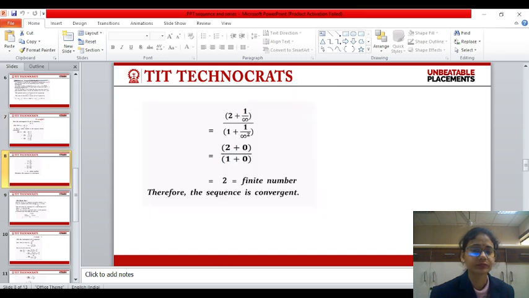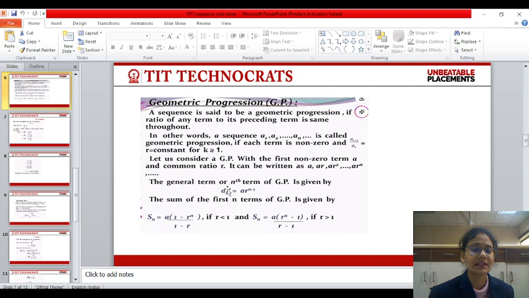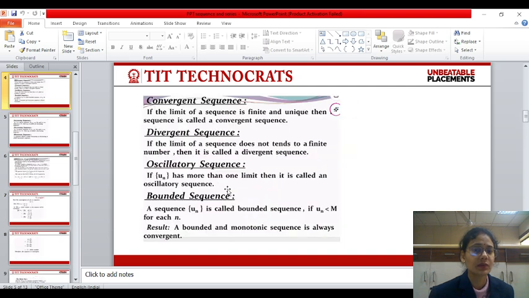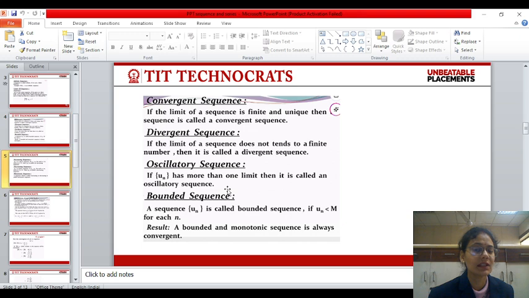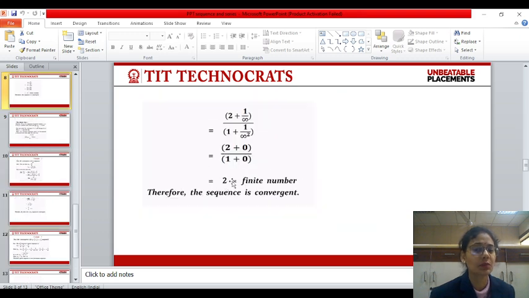After putting the limit n tends to infinity, 1/infinity becomes 0 and 1/infinity squared again becomes 0. 2/1 is 2, which is a finite number. Now you can see, since the limit is a finite number, using this definition, the given sequence will converge to the number 2 because the limit is 2.